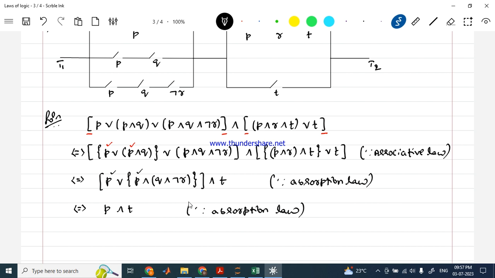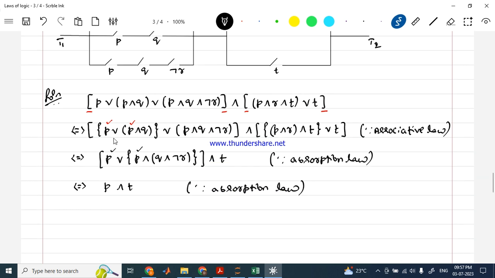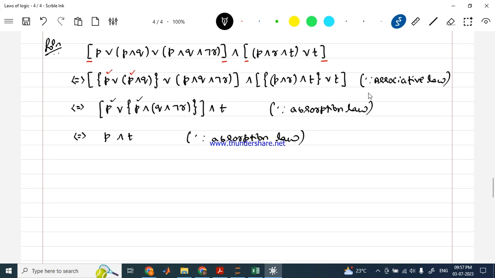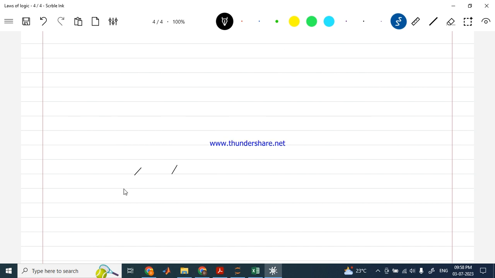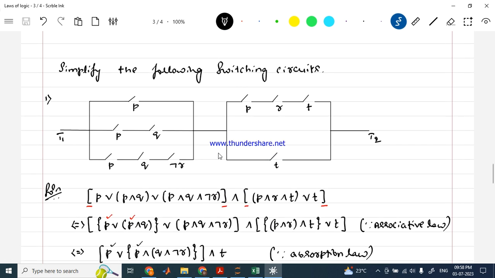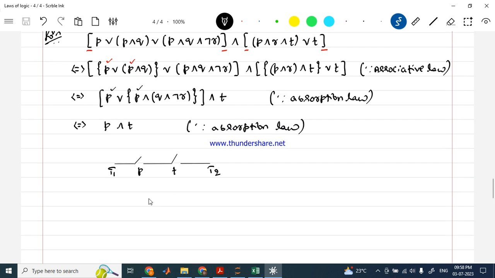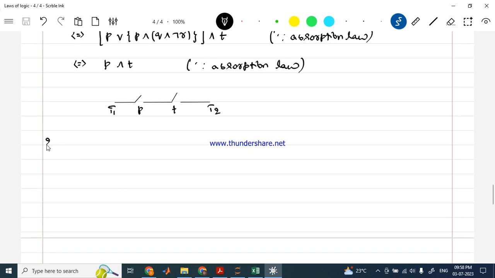So this is a simplified expression, and I can write the switching circuit that corresponds to it. This represents P and T in series connection between the two terminals T1 and T2, which means I can replace this switching circuit with only two switches P and T connected in series between the two terminals T1 and T2. Now let me consider the next example.